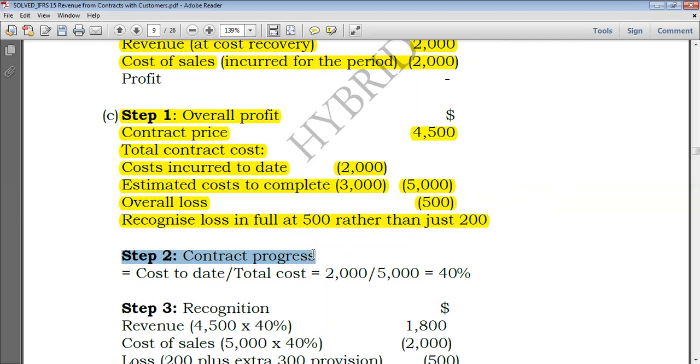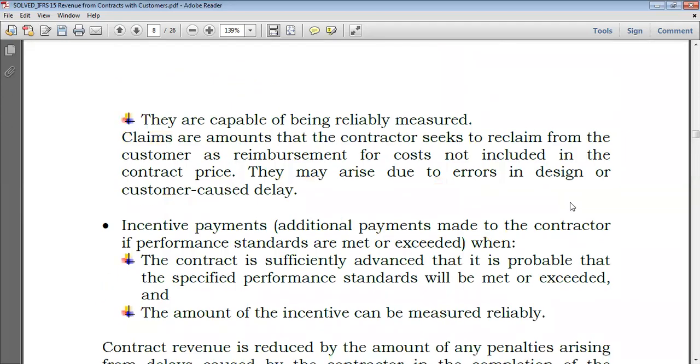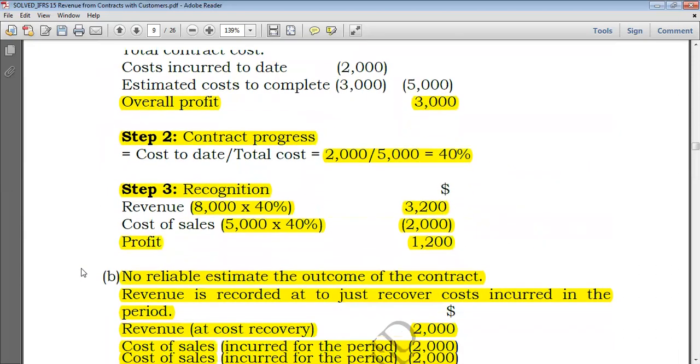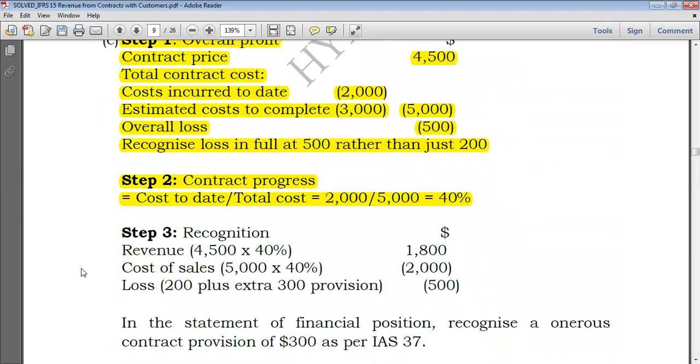Step 2, as usual, we determine the contract progress, which for this question, we have been told to take as the percentage of cost to date over total costs. So cost to date over total cost is equal to 2,000 over 5,000. That gives you 40%. If you go back to the question, cost incurred to date is 2,000, but total cost equals 2,000 plus 3,000. That gives you 5,000. So that's why we obtained that contract progress. All right, now we proceed.